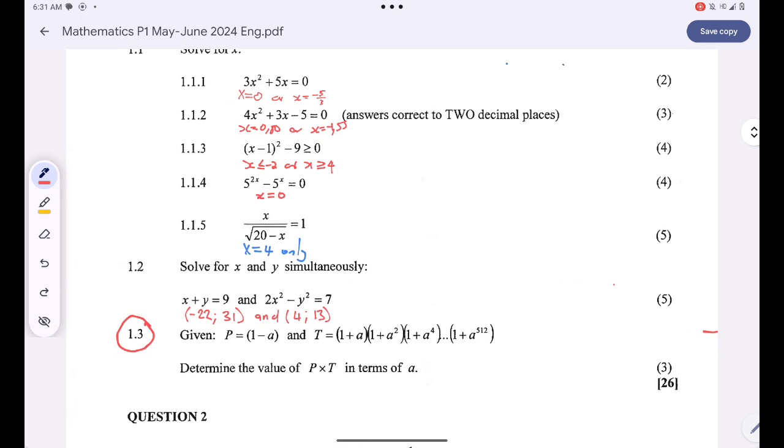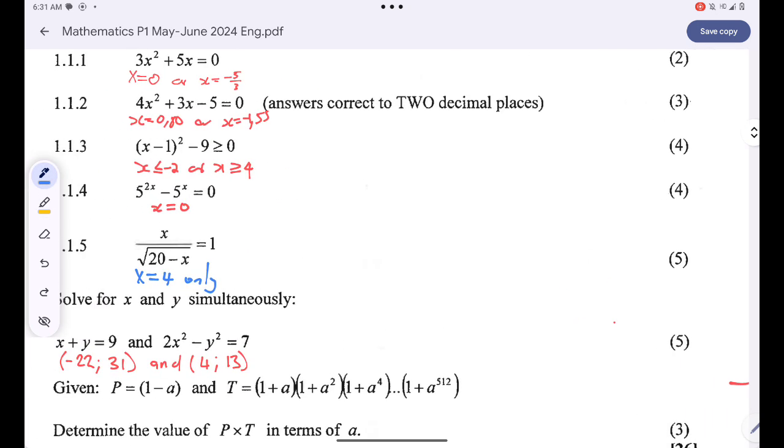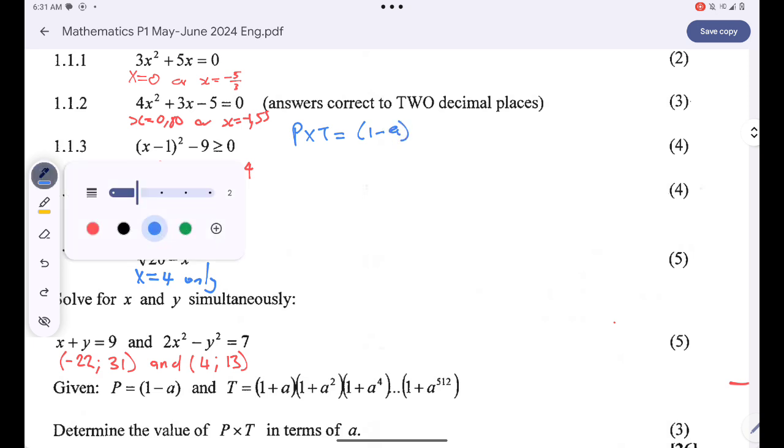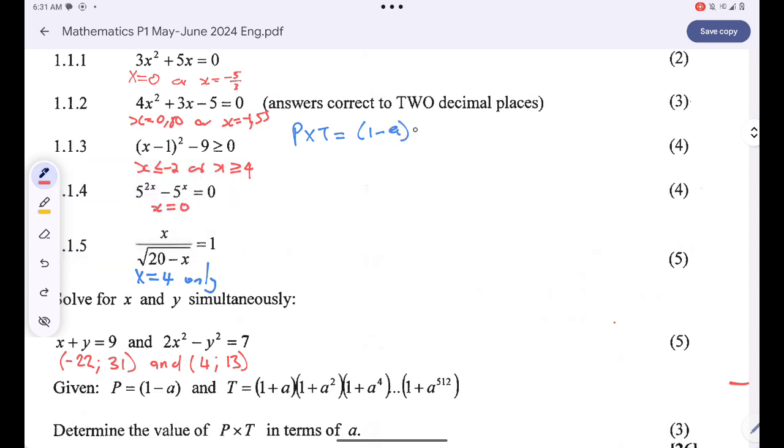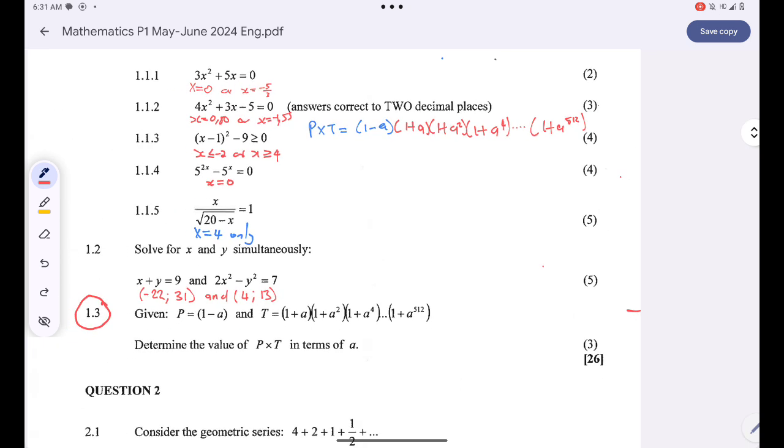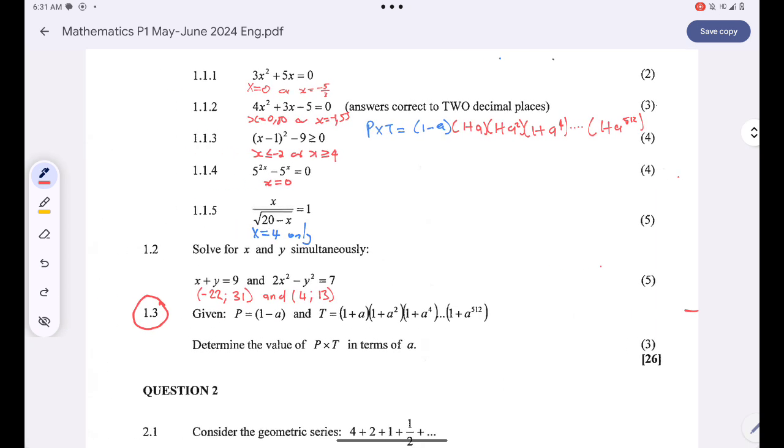Okay, what are they saying? They want us to find the product of p and t. What are we given? We are told to multiply p and t, but p is just 1 minus a, and then t is a product on its own. That's 1 plus a squared, 1 plus a to the power 4. It continues until 1 plus a to the power 512. So they want us to find the product of p and t in terms of a.